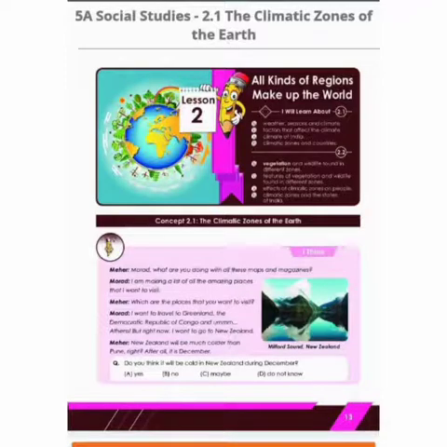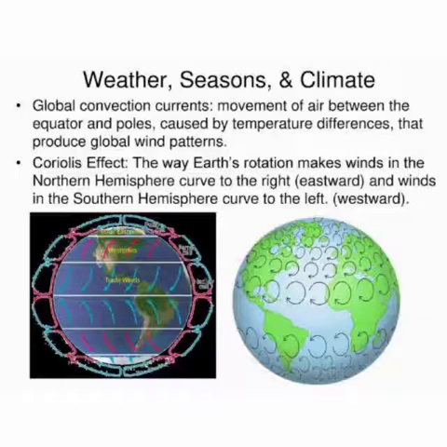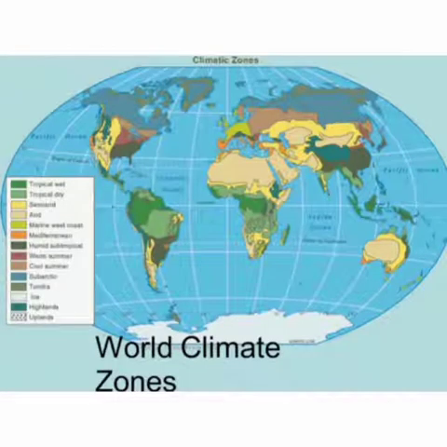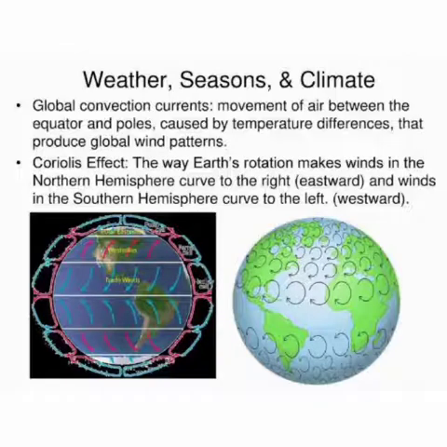So in this, concept 2.1, the climate zones of the earth, we will learn in this lesson about weather, seasons and climate, factors that affect the climate of India, the climate zones and the countries. So first we will learn about weather, seasons and climate. We will start to understand about weather.